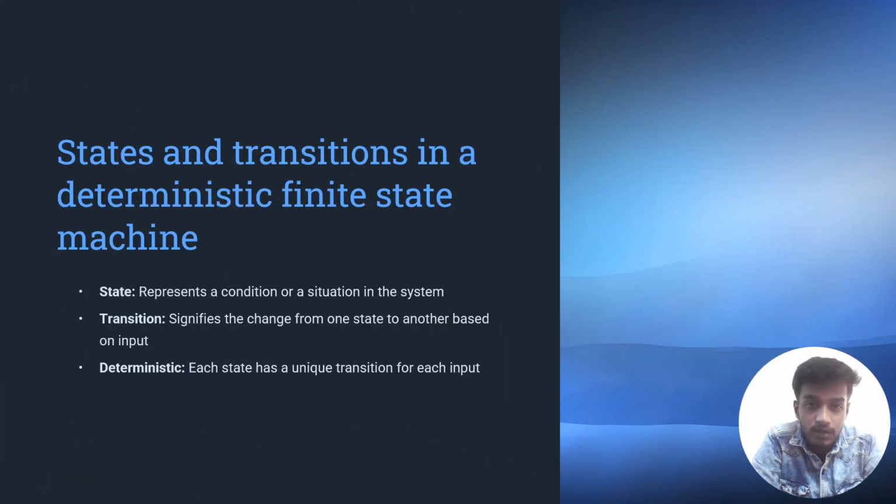So what are the states and transitions in deterministic finite state machines? A state represents a condition or a situation in the system. A transition signifies the change from one state to another based upon input. Deterministic: each state has a unique transition for each input.